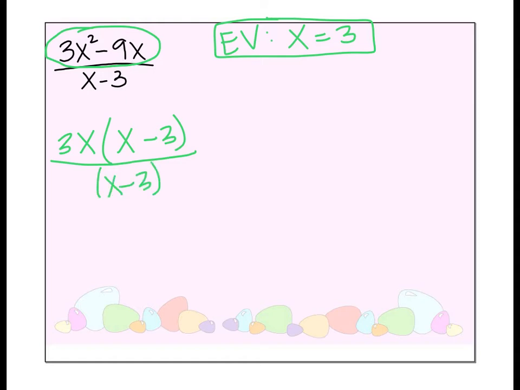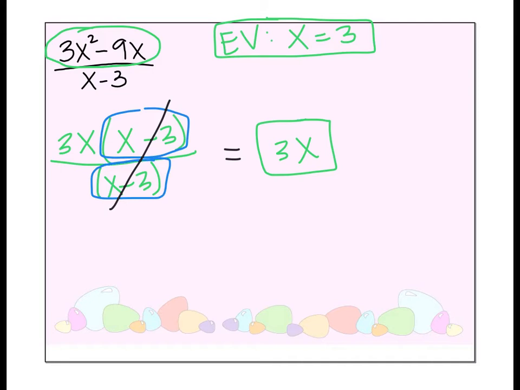So now you can see after simplifying the top, I have an x minus 3 up top and an x minus 3 in the bottom. Since I have one on the top and one on the bottom, I can cancel those out. And I am just left with 3x. That would be my simplified polynomial.